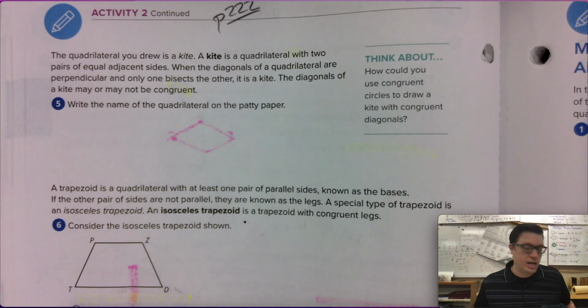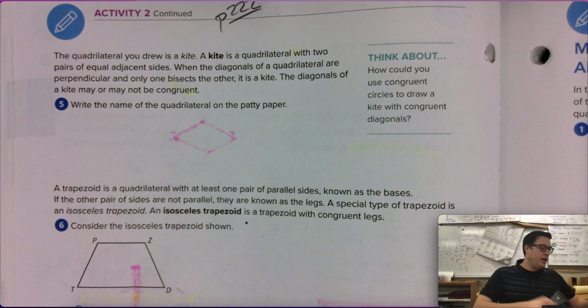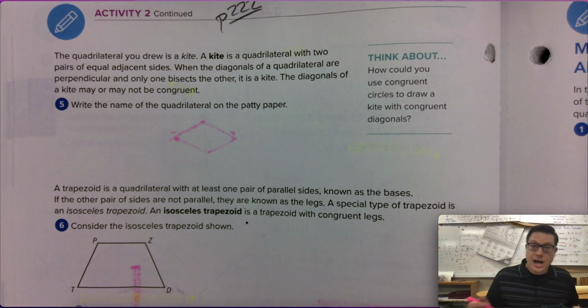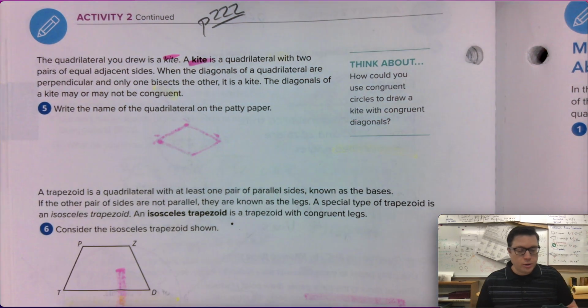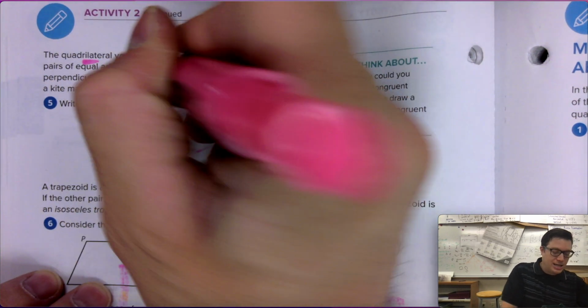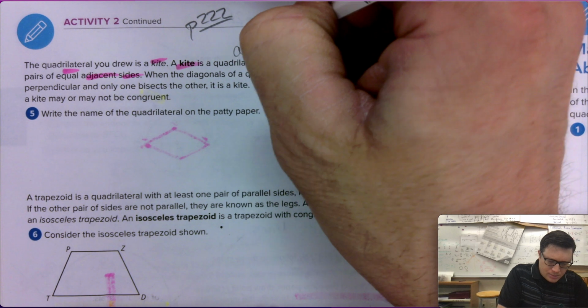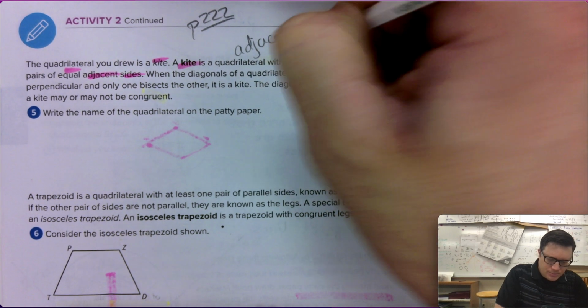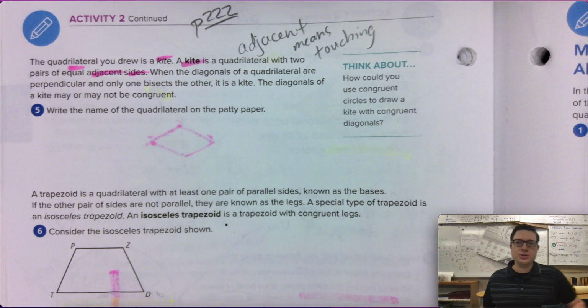That would be a suggestion now that you can do, because what we just did on page 221 is create a kite. Yeah, like the thing that flies in the sky. The quadrilateral you drew is a kite. A kite is a quadrilateral with two pairs of equal adjacent sides. Adjacent means touching. So if the two sides touch.